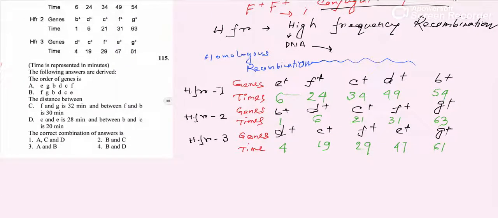Now they have given the pattern order of genes. We have to calculate the order of genes and the distance between the genes. But how could you discuss the distance between the two genes? The calculation of the distance between two genes is very easy.